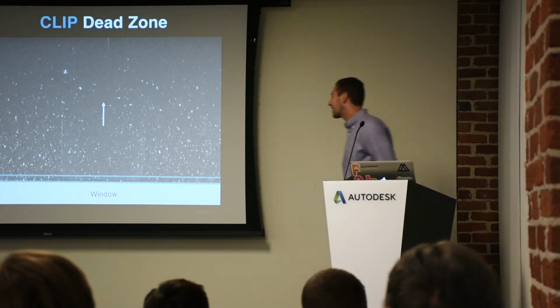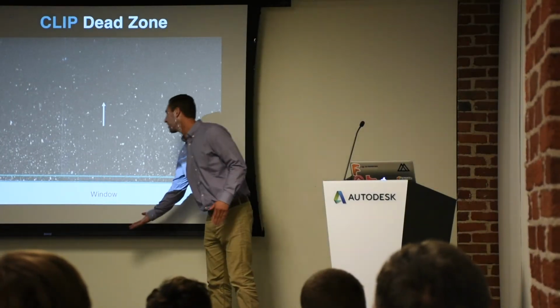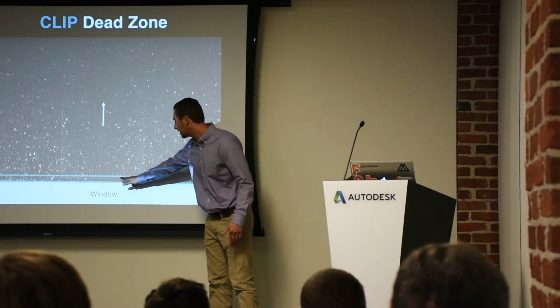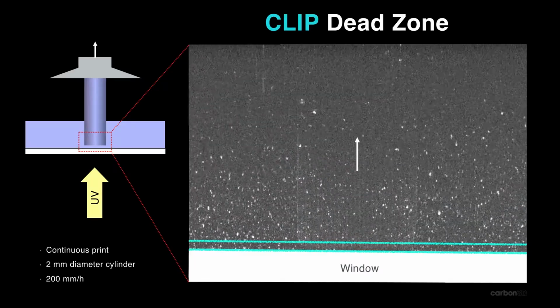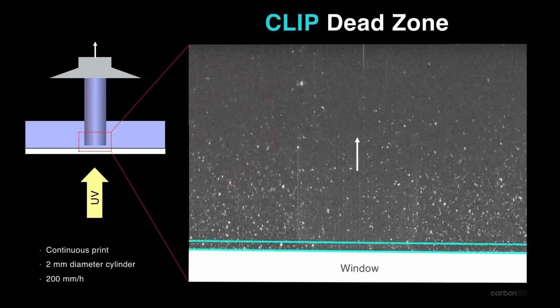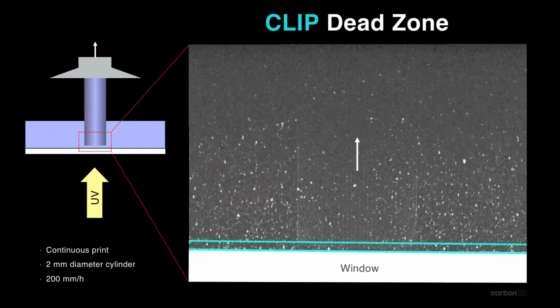So essentially what you're looking at here is the oxygen is coming up through the window and creating this oxygen inhibition layer. It's a little hard to see. What we've done here is essentially taken a continuous CT scan of the cross-section of a print.